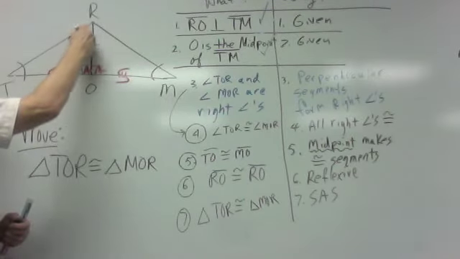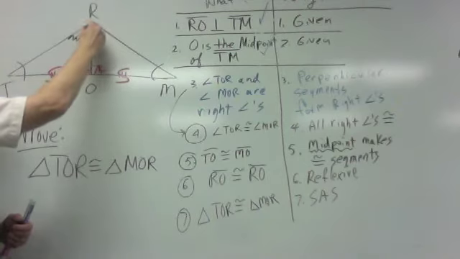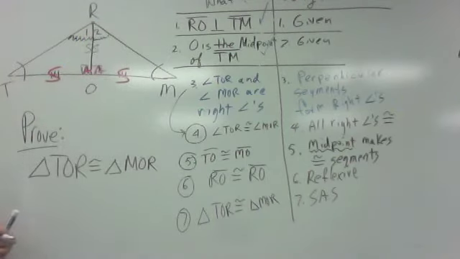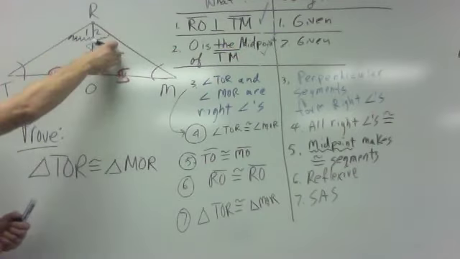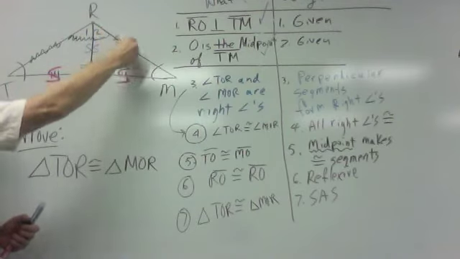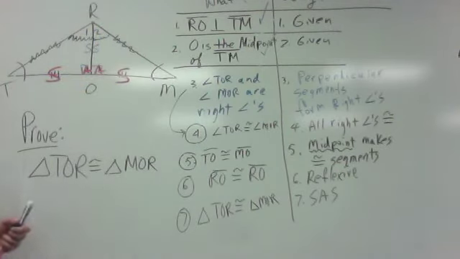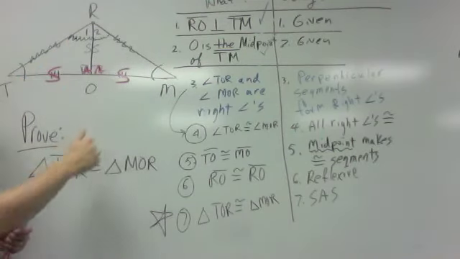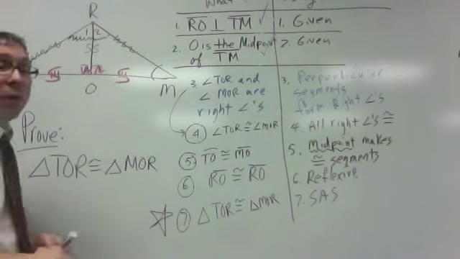I can also say that this angle here on top, called angle 1, is congruent to angle 2 because I know the triangles are congruent. These two triangles are twins of each other, so I can also say that from T to R, it's the same as M to R. And again, that's all because I know the triangles are congruent. I couldn't have said this right from the very beginning because I didn't know enough about the triangle.